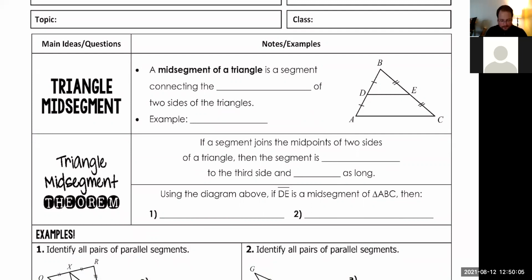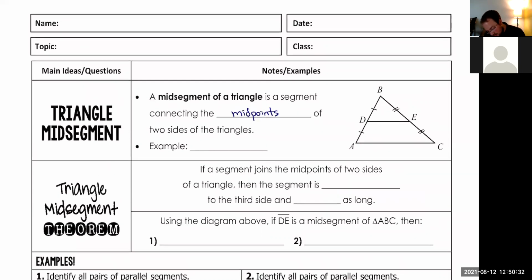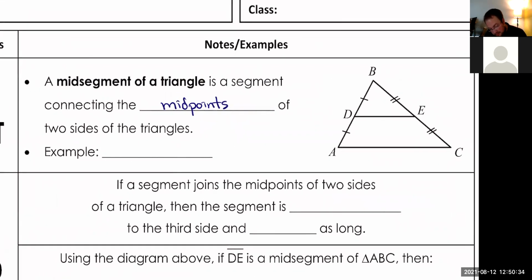First one is a rather unique piece that can be added into all triangles, which is known as a triangle midsegment. So a midsegment of a triangle is a segment that's created by connecting the midpoints of two sides of the triangle. So in the diagram here, let me zoom in a little bit. An example of a midsegment that has been put into this triangle is segment DE.